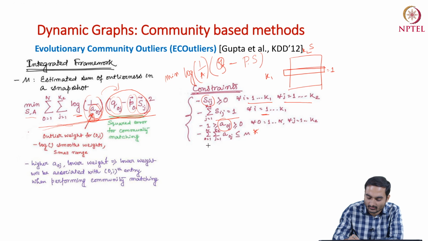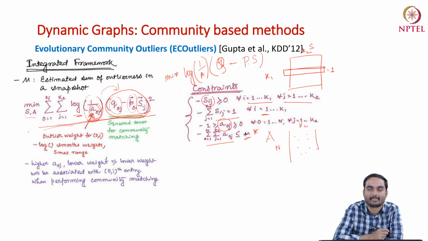The sum of all the entries of this A matrix, which is n cross K2, should be less than mu. What is mu? Mu is a user defined constant. What I am saying is that it should not happen that you arbitrarily say that all the entities are outliers. You can say that.